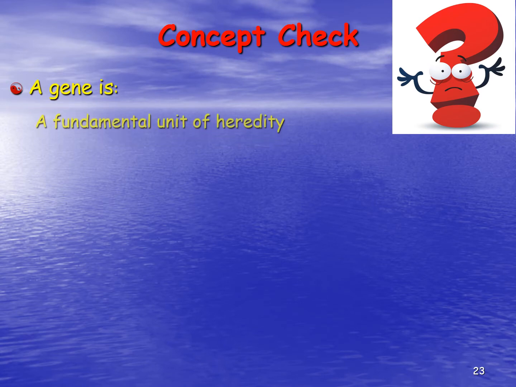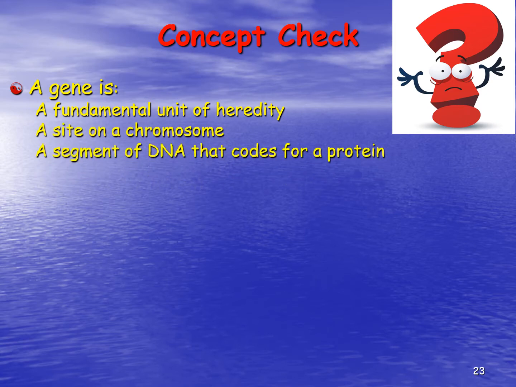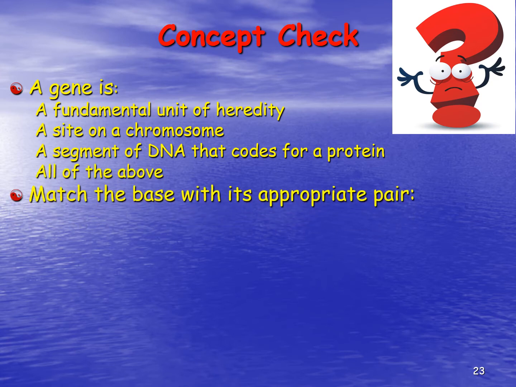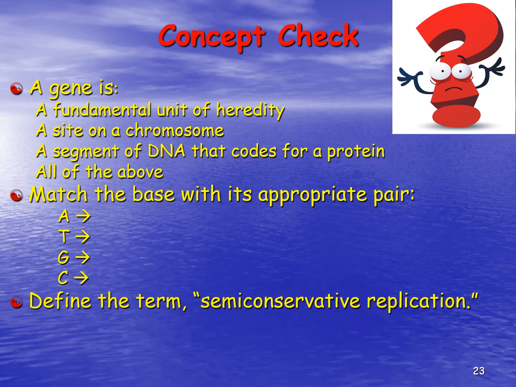So, what is a gene? A fundamental unit of heredity, a site on a chromosome, a segment of DNA that codes for a protein, or all of the above? Match the base pair with its appropriate nitrogenous base. So A pairs with what? T pairs with, G pairs with, C pairs with. And define the term semi-conservative replication.